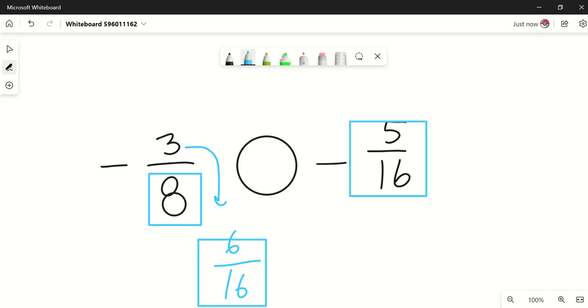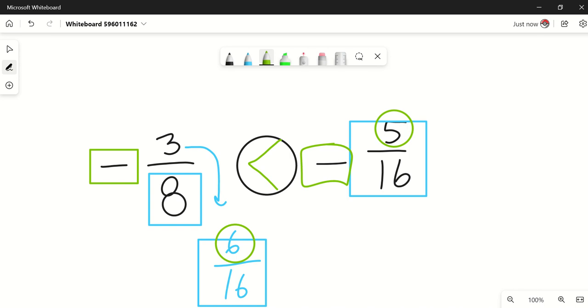And yes, our first inclination is, well, 6 is bigger than 5. Yes, but we have negative symbols in here. That's a game changer. So would you rather owe $6 or owe $5? So in this case, negative 5/16 is greater than negative 6/16. Again, I understand that 6 is bigger than 5, but both are negative. So remember, with negative, it's the opposite.